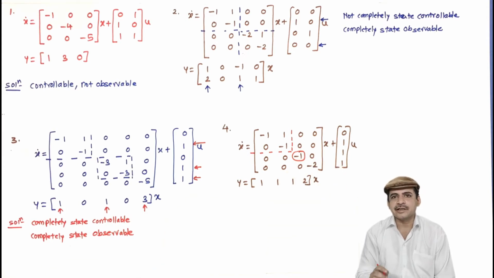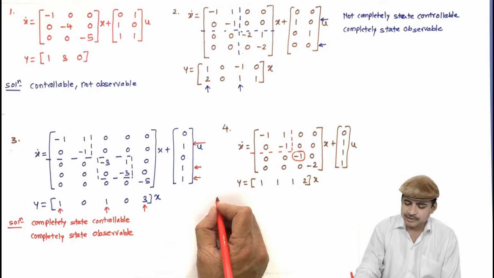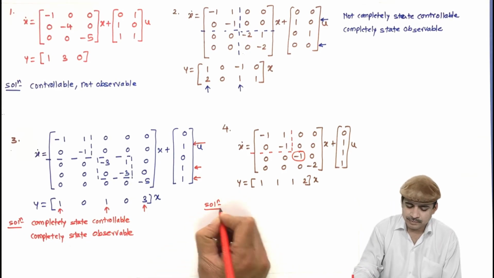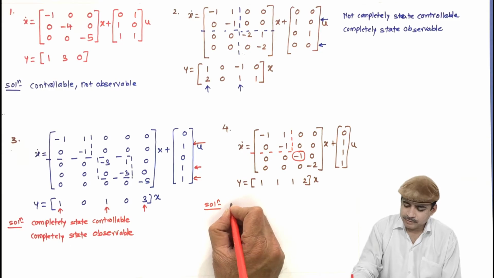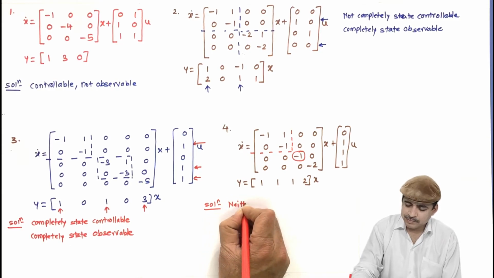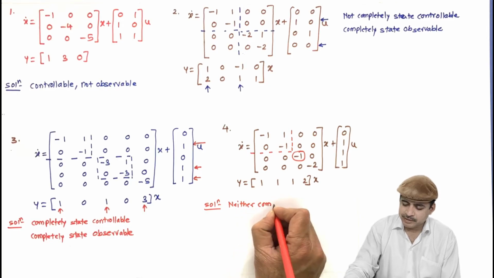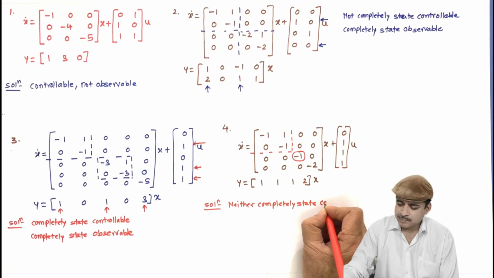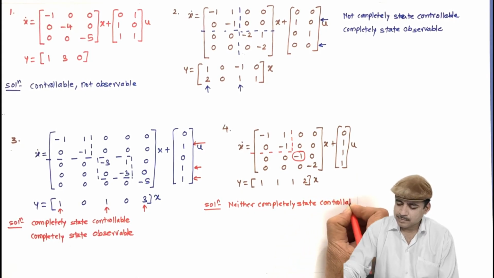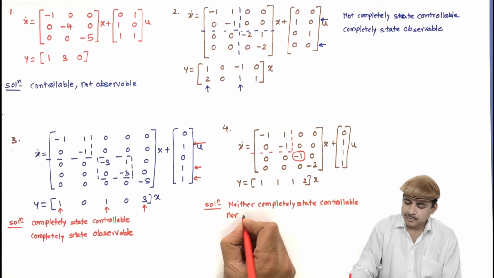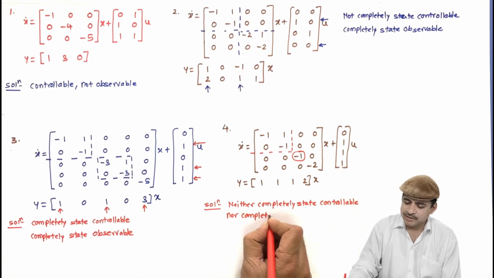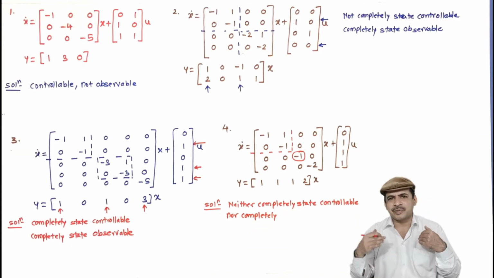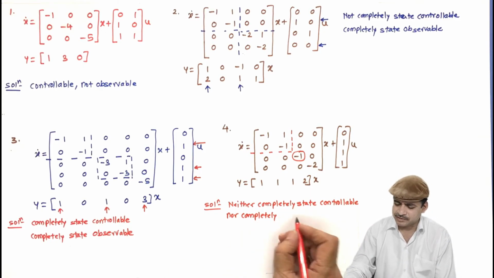So here what I can say is there are multiple Jordan blocks for the same eigenvalue, and that means the system is neither completely state controllable nor completely state observable, because if the first condition is violated, no point in checking the further conditions.